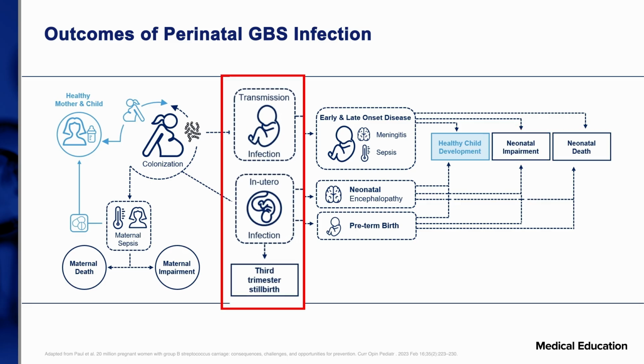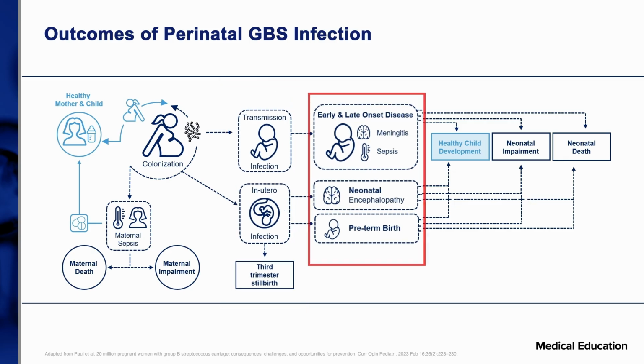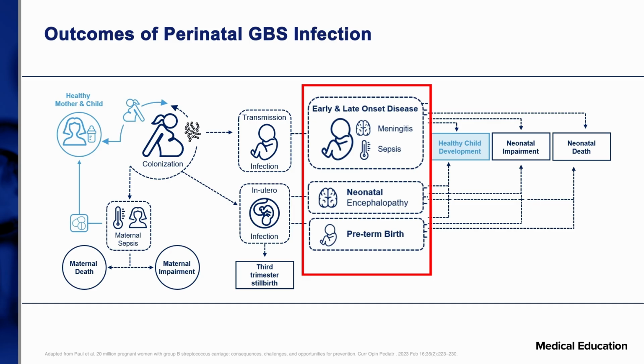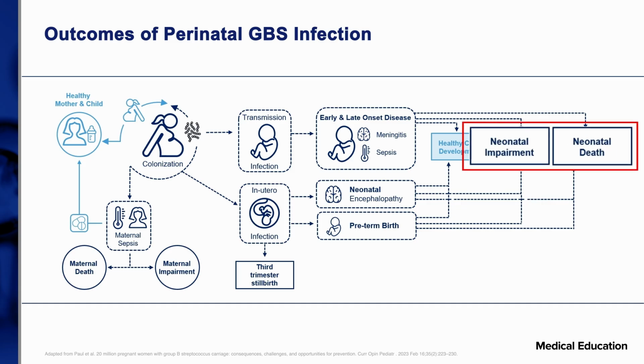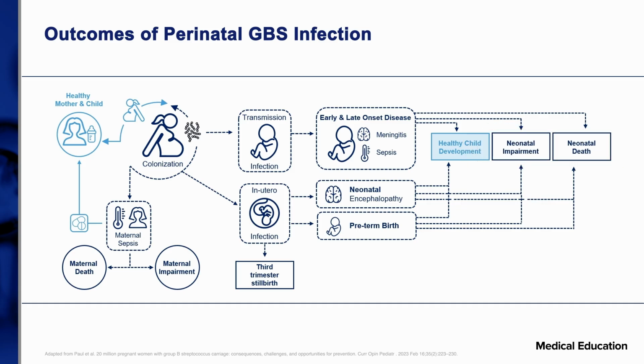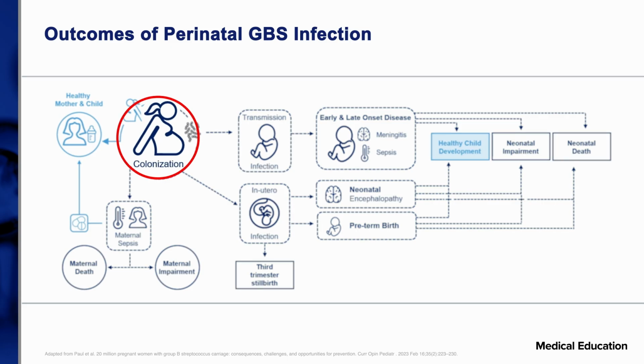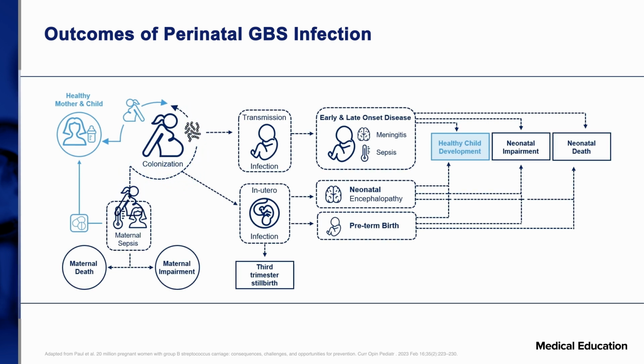In utero infections are another issue and typically can lead to the same type of outcomes: either a stillbirth in the third trimester, or things like neonatal encephalopathy or preterm birth. While these can potentially lead to healthy child development as the best outcome, frequently they do not, and they lead to the sequelae of neonatal impairment and neonatal death. So the whole point is to avoid colonization moving into any type of infection and either decolonize, leading to a healthy mother and child.